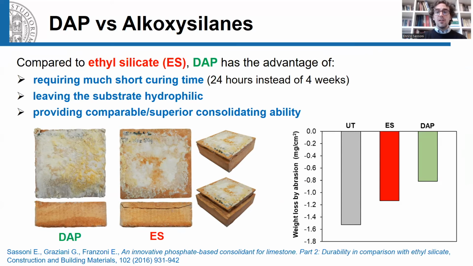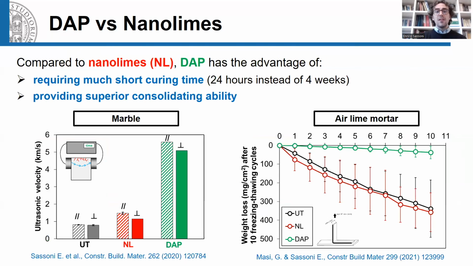Compared to ethyl silicate, DAP solutions also have the advantage of being effective after just 24 hours instead of several months, like in the case of ethyl silicate. Similarly, also compared to nanolimes, the DAP treatment has the advantage of being effective in a much shorter time, in a matter of hours instead of weeks. And in addition, the mechanical strengthening is much higher.